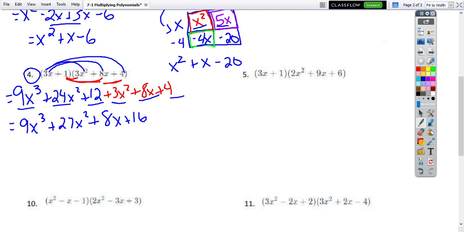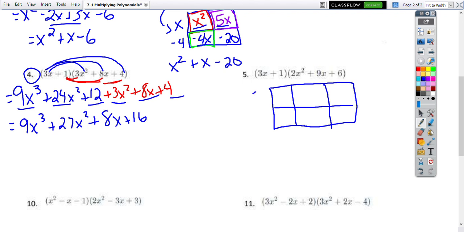If we're doing question 5 with the box method, okay, now I'm going to draw a 2 by 3 box, okay? So 2 rows, so 3x goes in the first one, 1 in the second, and then the columns get 2x squared, positive 9x, okay, and positive 6. And then I'm just going to multiply.